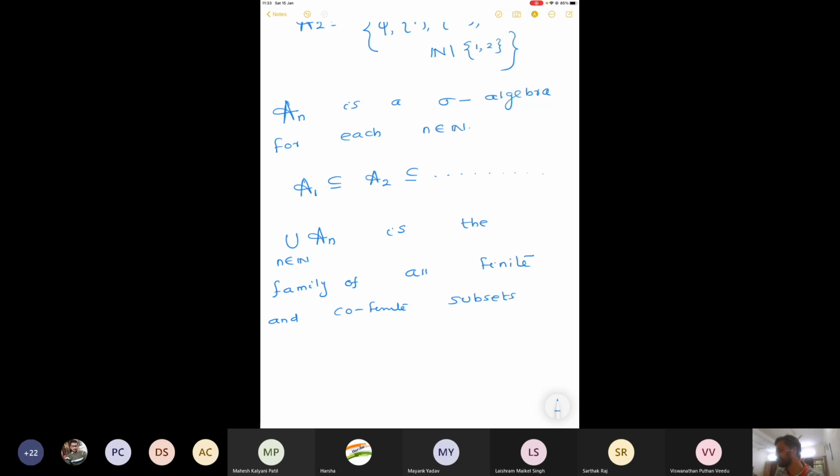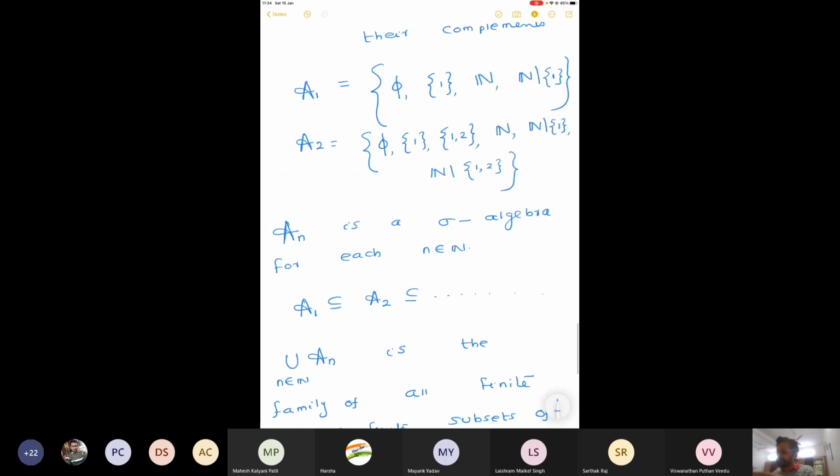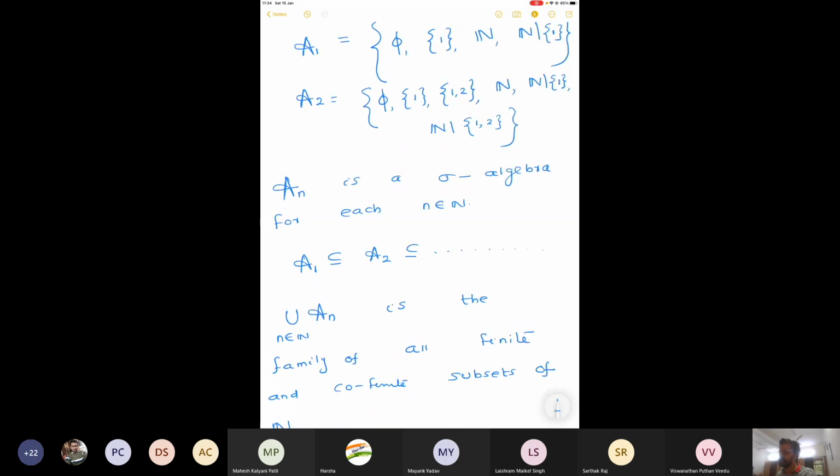Do you agree? Yes or no? Yes, sir. Cofinite is defined in problem number 3. Cofinite means a set is called cofinite if its complement is finite. You might have heard this in topology. Similarly, a set is called co-countable if its complement is countable, and so on. So the union of all these sigma algebras is the family of all finite and cofinite subsets of N.